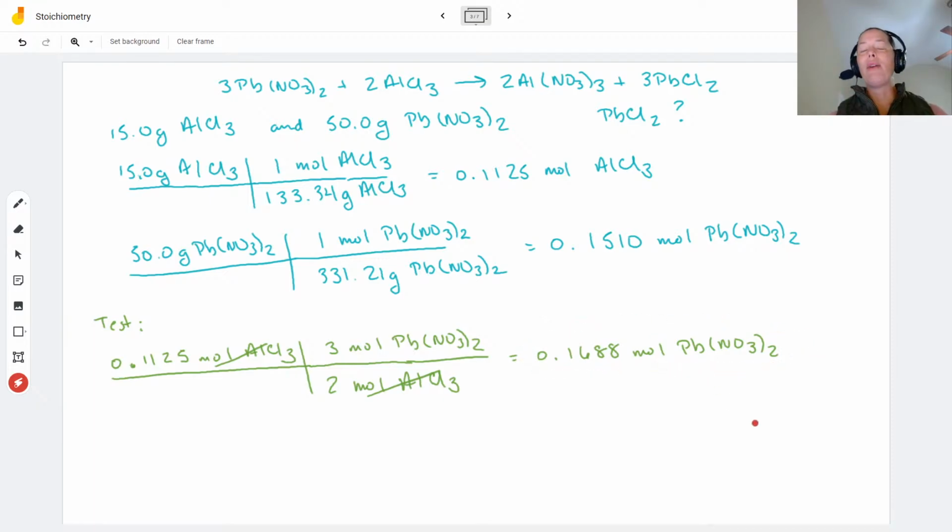Again, if you remember our sandwich problem from last time, if you're going to make 3 sandwiches, how many slices of bread do you need? You need to have at least 6. So this is how many moles I'm going to need of my lead nitrate.